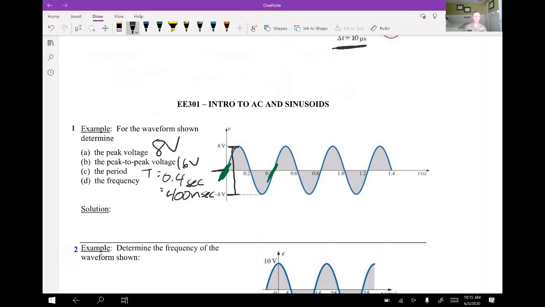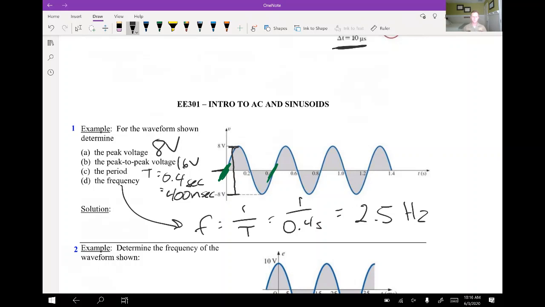So what is the frequency now? The frequency, F, is equal to 1 over capital T. That's 1 over 0.4 seconds. We must always put it in seconds because that's what it means. The frequency is hertz, which is 1 per second. That comes out to 2.5 hertz.